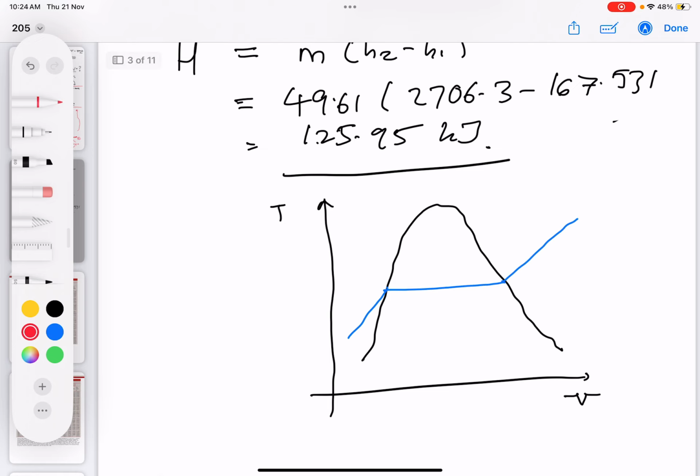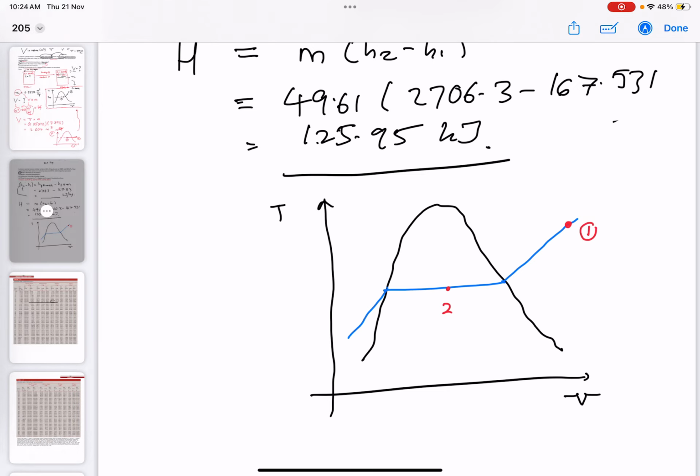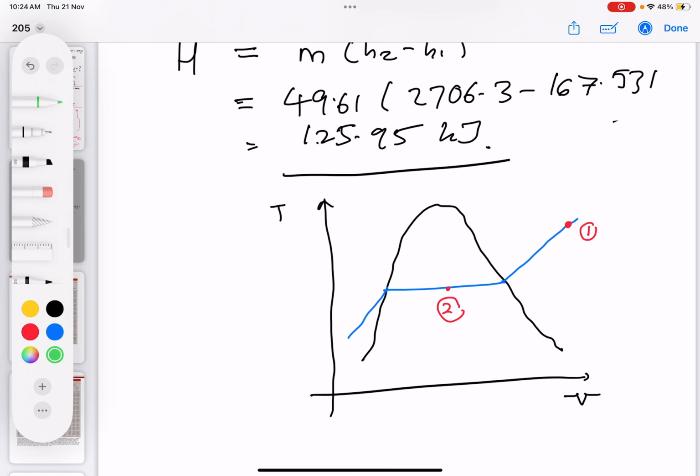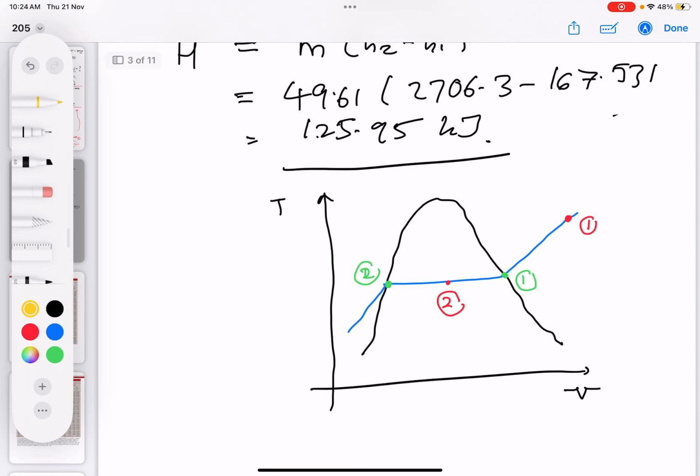Sometimes the question can start from here and end up here, and sometimes we can also have the question starting from here and ending up somewhere around here. So this one is going to be state 2, and this one is going to be state 1. Sometimes we can also have a process, meaning the change from here ending up here, and so on. There are a lot of scenarios, and if I cover every single process, it's going to be a lot of questions.